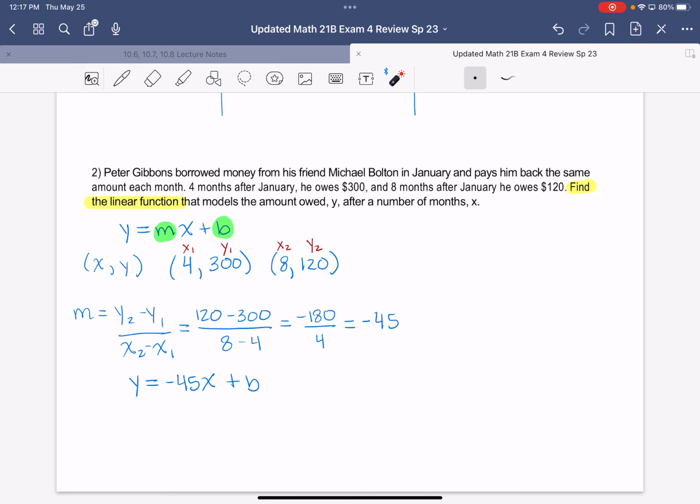Do you guys have a preference? Do you want to work with the first point or the second point? First? Okay. Using the first point, plug in 4 for x and 300 for y. So you get 300 equals negative 45 times 4 plus b. We need to solve for b. We don't know what b is.